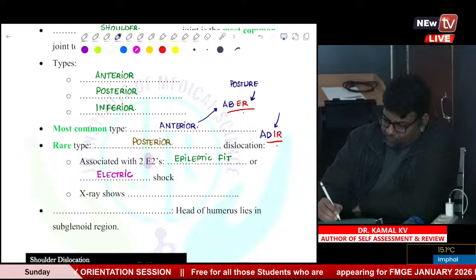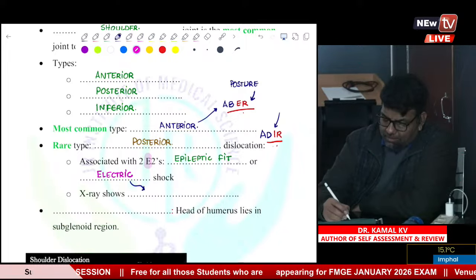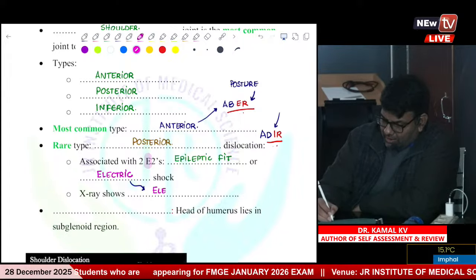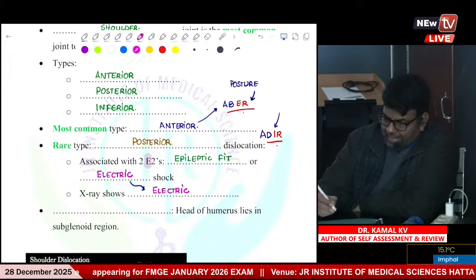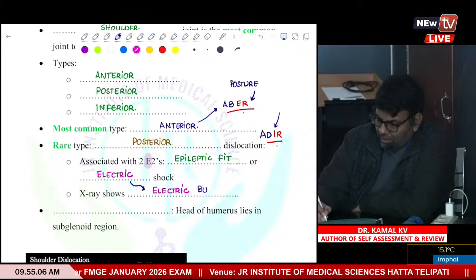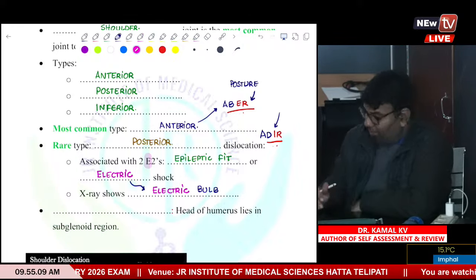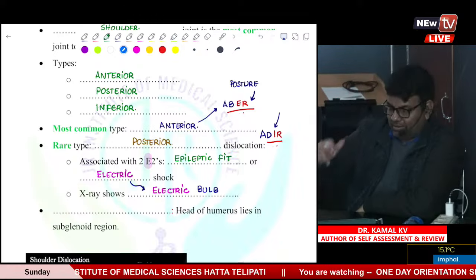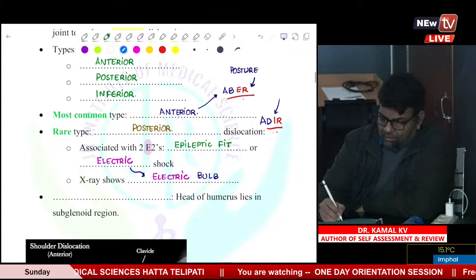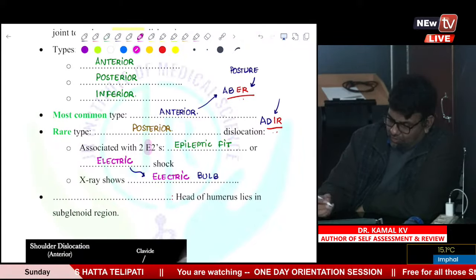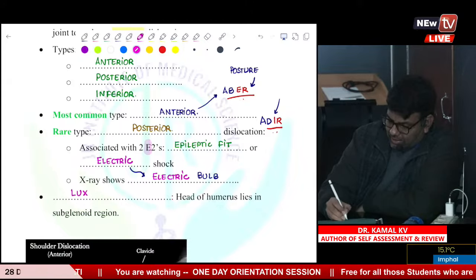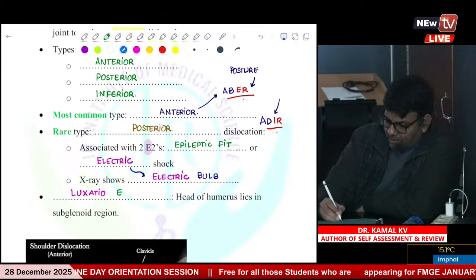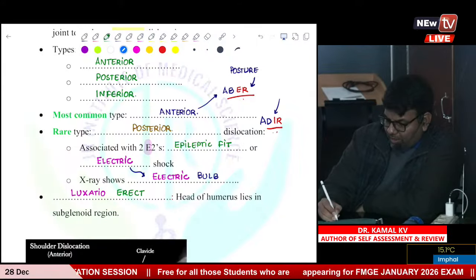And here, what sign will we see? Again, you can use this word electric here. So this is the electric bulb sign. So this is known as electric bulb sign. Okay. So the head of humerus will look like an electric bulb. And the third one, which is the inferior variety, is also known as luxatio erecta. So it is also known as luxatio erecta.